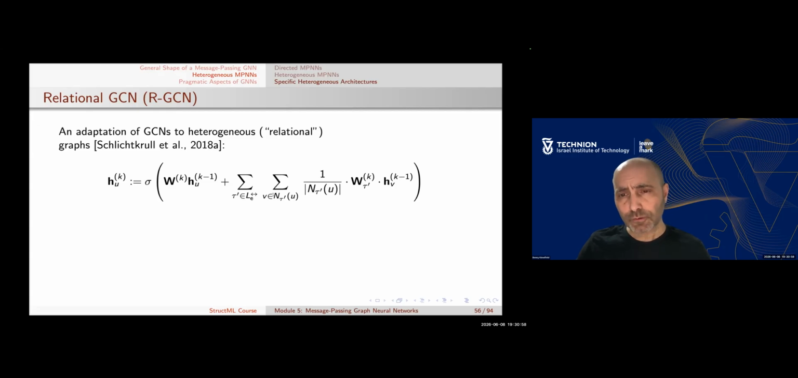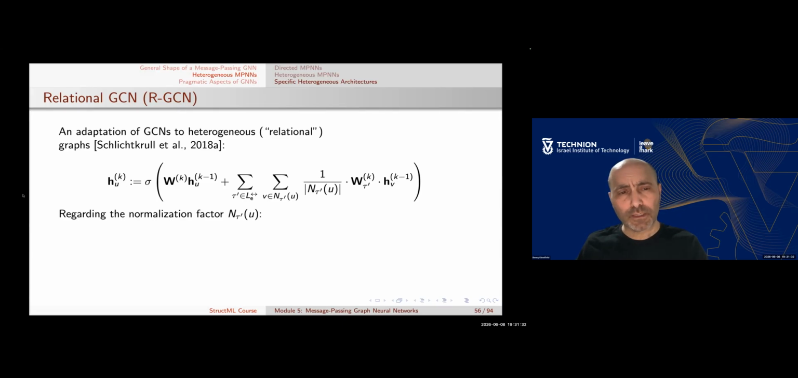over the nodes that are connected to you through this tau prime, with its own normalization and its own weight matrix. So this is W of tau prime. Different tau primes have different weight matrices, a disjoint set of parameters. So it's a really straightforward extension of the homogeneous case. Of course, on top of that, we apply the activation.